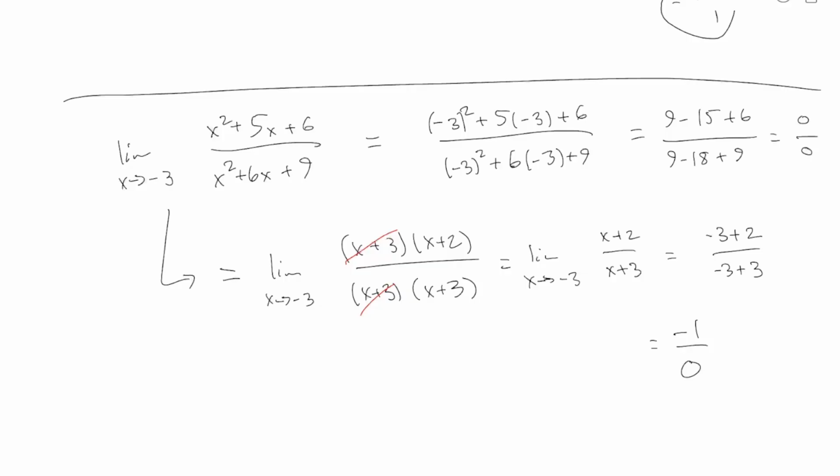And what is your interpretation of that? It doesn't exist. That means the limit does not exist. Remember the thing that I wrote in the box a while ago? If you get something over 0 and the thing on top is not a 0, that means the limit does not exist. And so my answer for this one is just: the original limit does not exist.